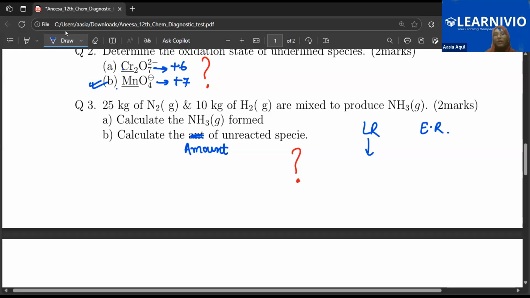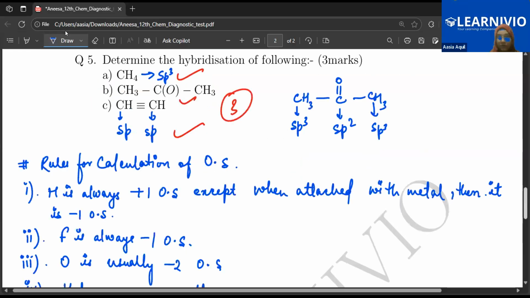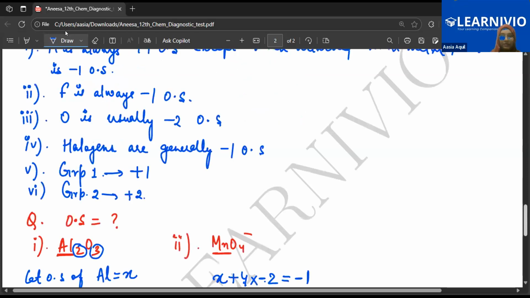Okay, so see how to proceed with this type of question. I'm erasing this first.